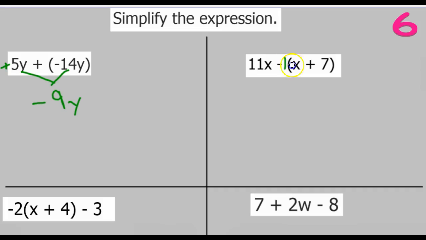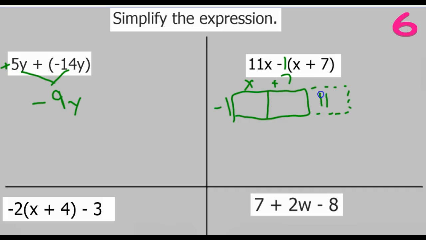Here it looks like we need to do our distributive property. So we need to draw our box, because we have a number outside of our parentheses. We're going to put negative 1 and x plus 7. Now we are left with this 11x, so I'm going to draw a little dotted box here. And I'm just going to stick that 11x in there.